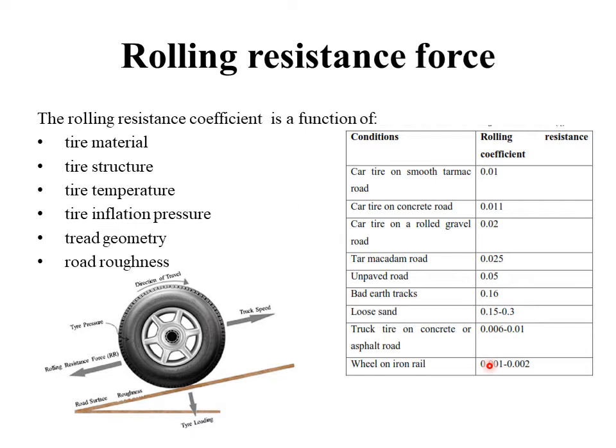But if we check for loose sand, you can see it is about 0.15 to 0.13, or on bad earth tracks or non-paved roads, its value will be high. So if mu RR is high, then FRR, the force due to rolling resistance, will be high. So only if the vehicle has that much extra tractive effort or tractive force can it move forward. So that is why it is very difficult to move on loose sand than on a very smooth surface of road.